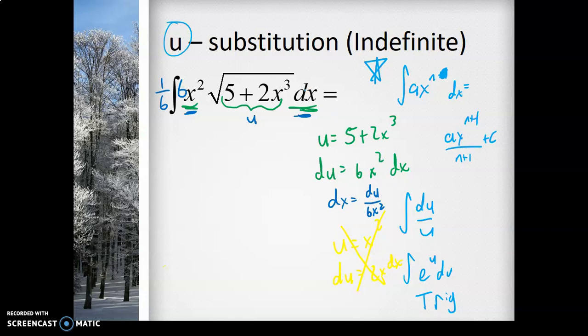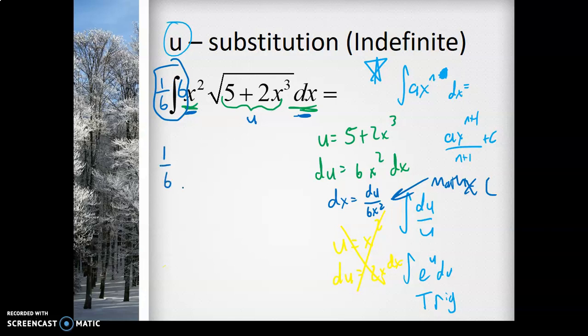If you plug in du over 6x squared here, the x squareds would cancel, and you would be left with a 6 on the bottom, which would move out and become that 1/6. So either way, you don't have to do it both ways. This is the way that MathXL teaches it. This is the way that I taught it, where you just figure out what numbers multiply to be 1, put one of them on the inside, the other one on the outside. And it's always just going to be the reciprocal.